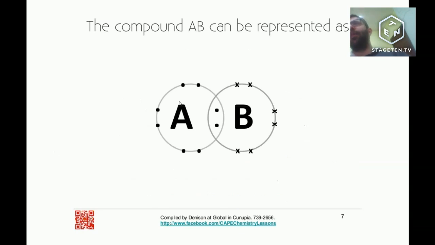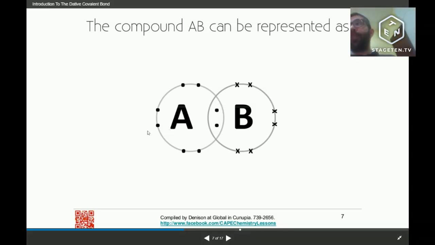AL would have a full shell. Mikael, I haven't actually done dative bonding for B and AL. I only drew B and AL to explain that these are electron deficient. Yes, we're going to explain them. That's what we're going to explain. Okay? Now, you can draw this.